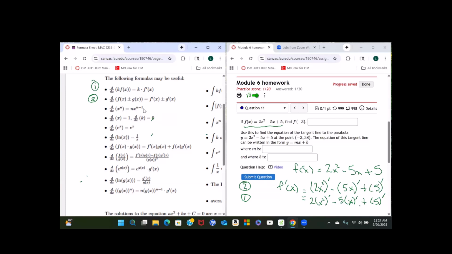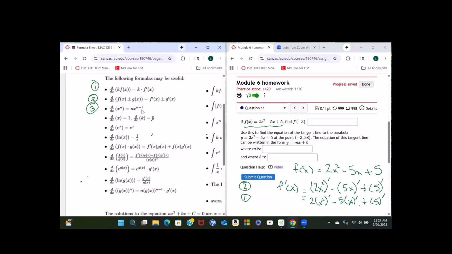Number 3. What is it? This one. Number 3 says if I have x to some power, that's what n is, and n is a constant. It cannot be a variable.